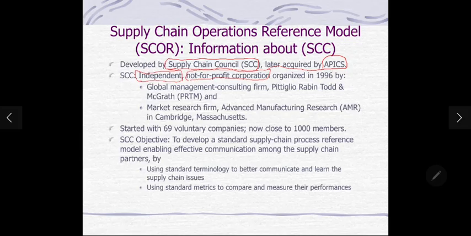And this was organized in 1996 by two companies. One of them is a global management consulting firm, and the other is a market research firm. It's called Advanced Manufacturing Research, and the other one is called Pittiglio, Rabin, Todd, and McGrath Company.